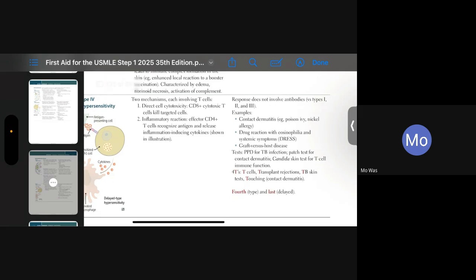The next one is graft versus host disease. We are going to be doing that in our transplantation. If you remember, whenever we transplant either the bone marrow or the liver, the bone marrow and the liver can have a lot of reservoir of T cells. It can start destroying the recipient. So that's graft versus host disease, which we are going to do in a bit.